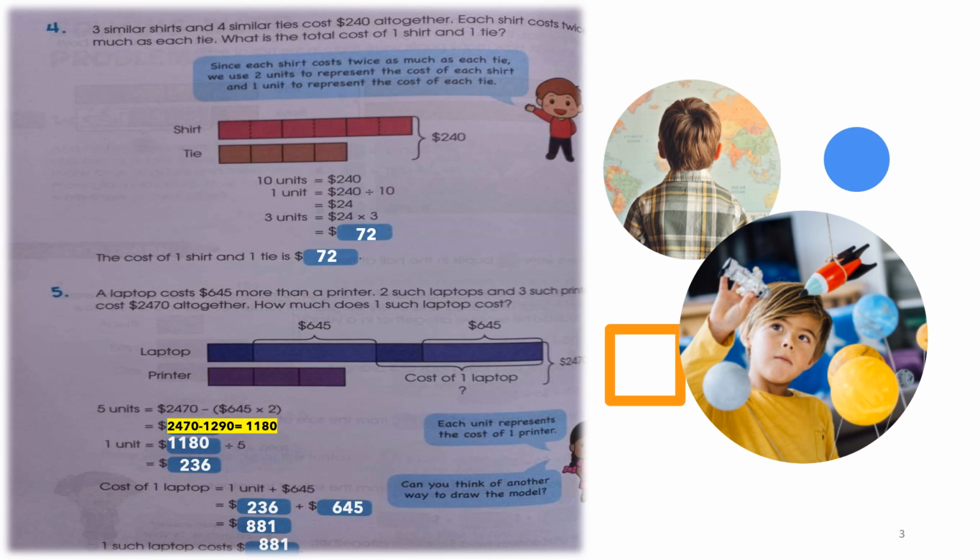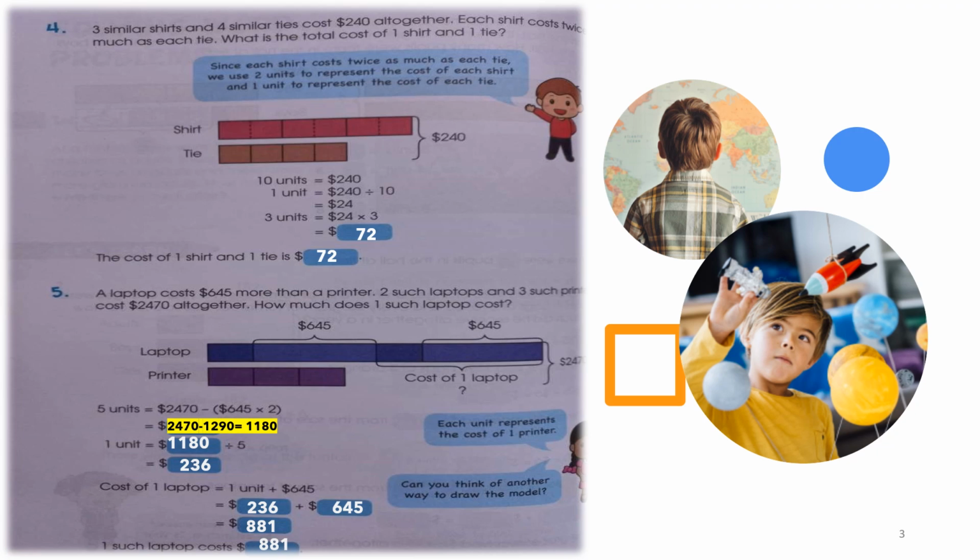So basically 1180 is the total cost of the printers, or you can say the total cost of 5 units. So we divided this number by 5 units and get the cost of one printer, which is 236. Why do we divide by 5?